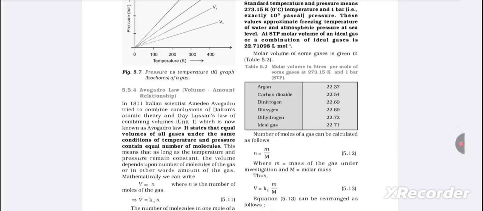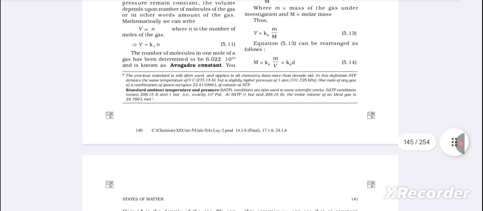The number of moles of a gas can be calculated as follows. Number of moles n equal to m by M, where small m represents the mass of the gas under investigation and capital M represents the molar mass. V equal to k times m by M.